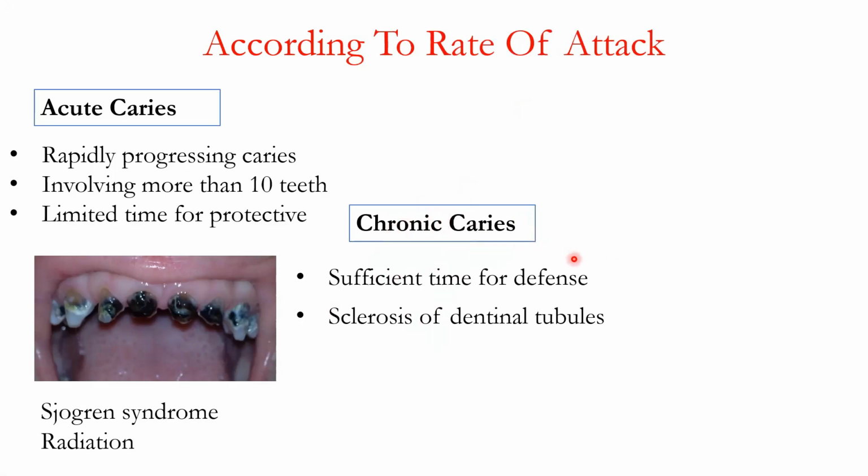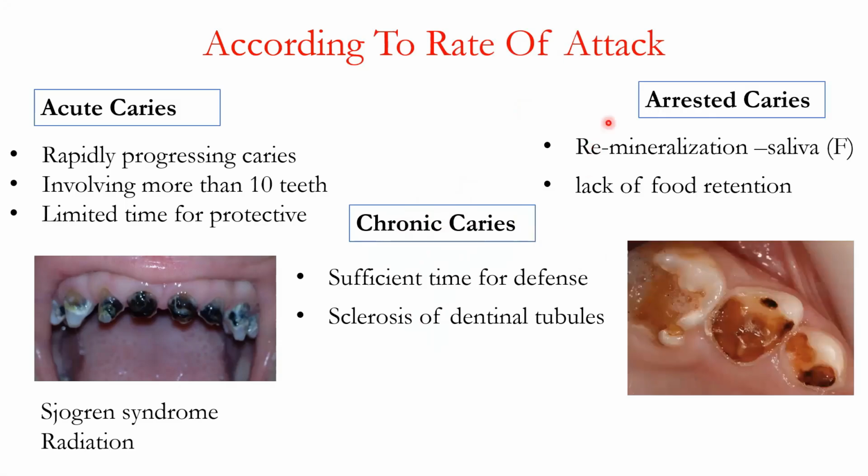There is something in between that is called arrested caries, that is, the caries begins, but because of reasons like remineralization, especially from the fluoride which is present in the saliva and also in the diet you are taking, the caries becomes arrested, that is, it does not progress further. Another reason could be a lack of food retention. When I tell you how the arrested caries looks, you will understand how this happens.